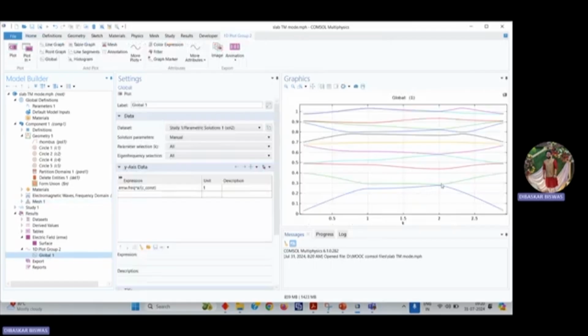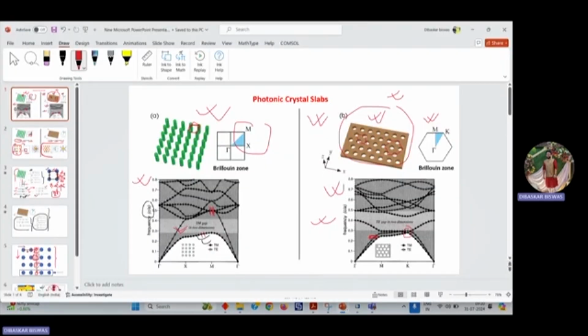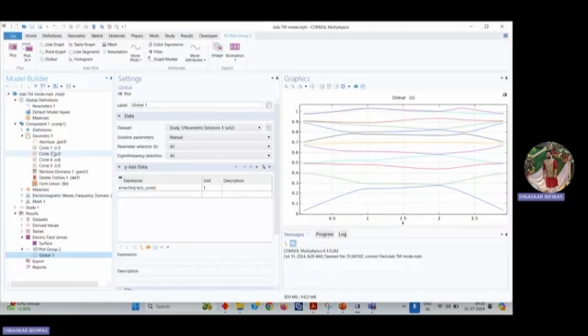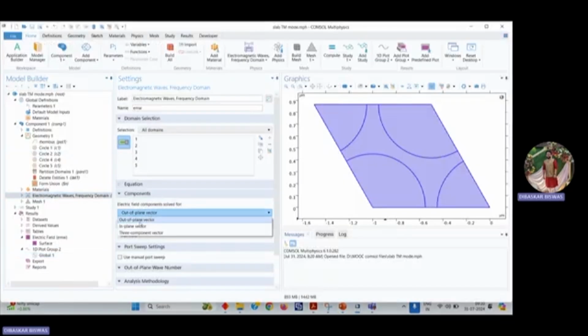So for the TM mode, you see the first two bands are actually meeting. So you go again here, see for the TM modes, the first two bands are meeting. So we are not getting any band gap. We are getting a band gap for the T mode. So again, you go to the structure and change it to in plane vector, and then you can get the same kind of band structure. Okay, I'm not doing it here because we have already done it in our previous video.